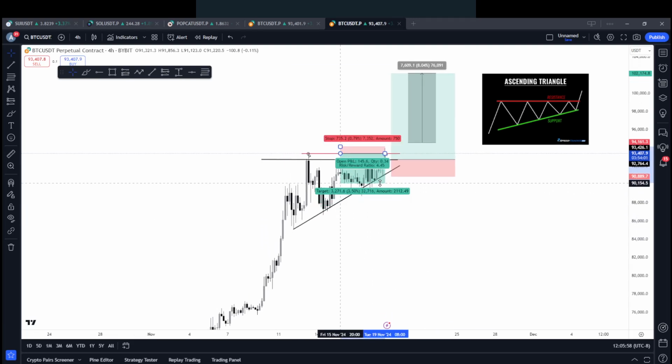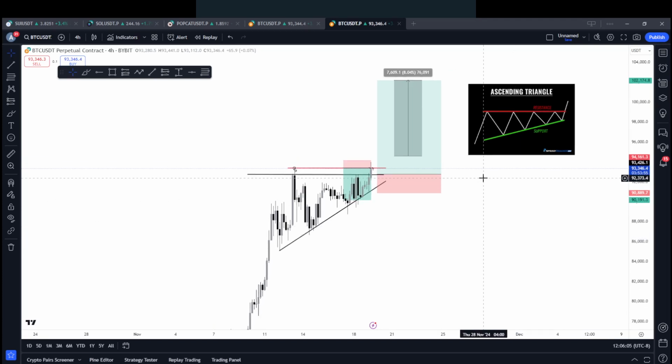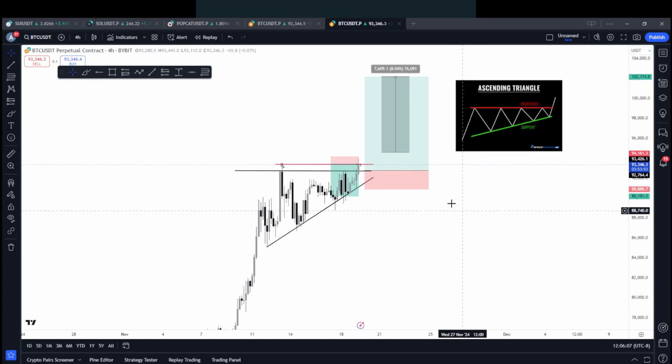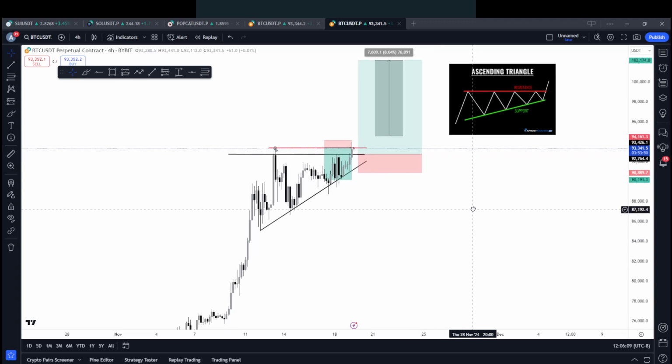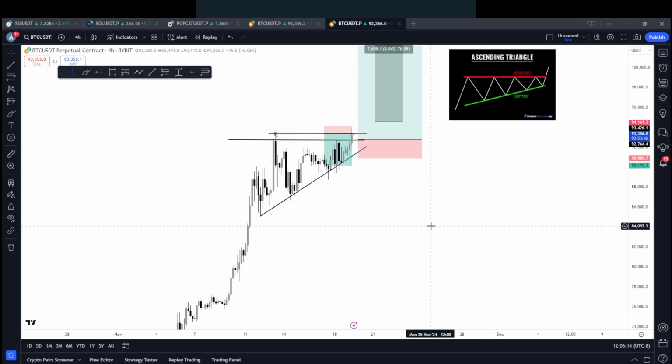Something like this. Okay. But that's it for Bitcoin. I mean, there's no other way to currently play this unless we go to a higher time frame and we look for levels to play.